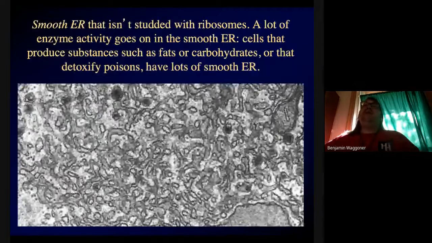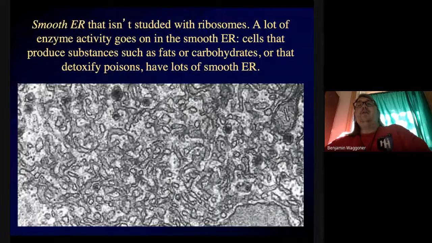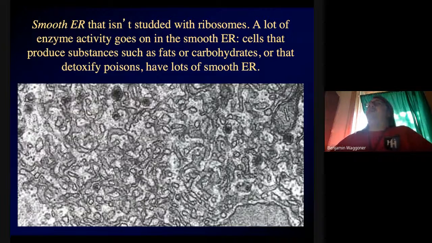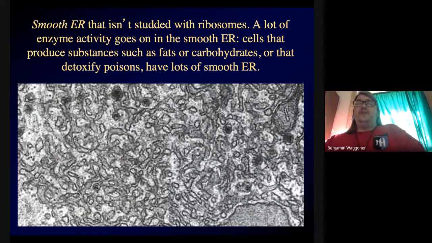Many cells have ER that isn't studded with ribosomes. This is also part of the ER. It looks a little bit more like a bunch of tubes, and this is also what the ER can look like. If you could see it in 3 dimensions, it would be this very complex network of folds and tubes and sacs and passages, all made of membrane.